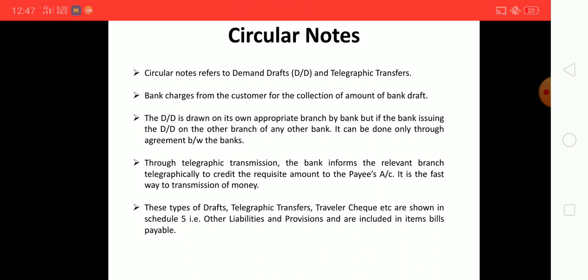The bank instructs the relevant branch telegraphically to credit the requisite amount to the payee's account. It is the fastest way of transmission of money.